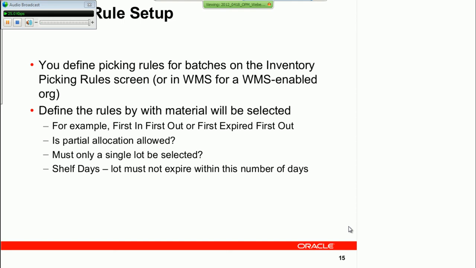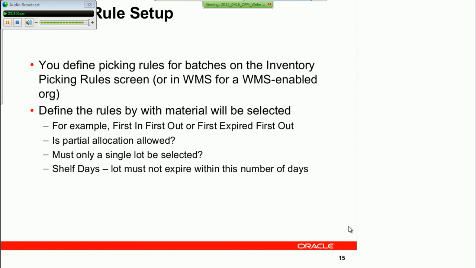So the criteria or the parameters that you can specify with inventory picking rules are things like should the lots be selected based on a first in, first out method or a first expired, first out method? Is partial allocation allowed? In other words, if your batch ingredient line requires 100 kilograms and you only have 75 kilograms available, should we go ahead and auto-detail that or pick that, or should we only proceed if the full 100 is available? You can specify whether a single lot has to be selected or multiple lots. So again, if you need 100 kilograms, is it okay to take 75 kilograms from one lot, 25 kilograms from another, or does the whole 100 kilograms have to be taken from a single lot?